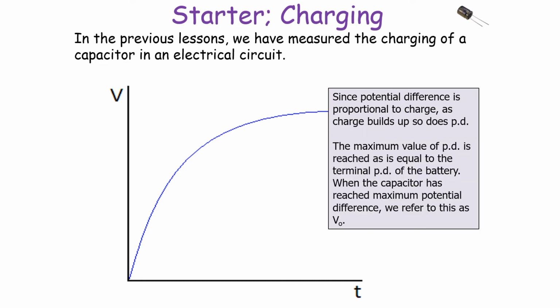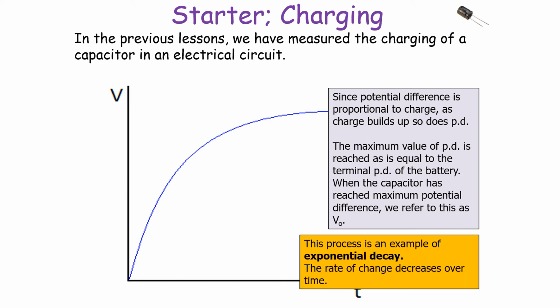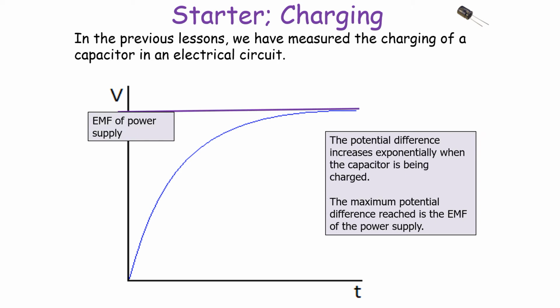It's because since the potential difference is proportional to charge, as the charge builds up, so does potential difference, and as the maximum value of PD is reached, it's equal to the terminal PD of the battery. When the capacitor reaches maximum potential difference, we refer to this as V0. Now this process is an example of exponential decay because the rate of change decreases with respect to time.